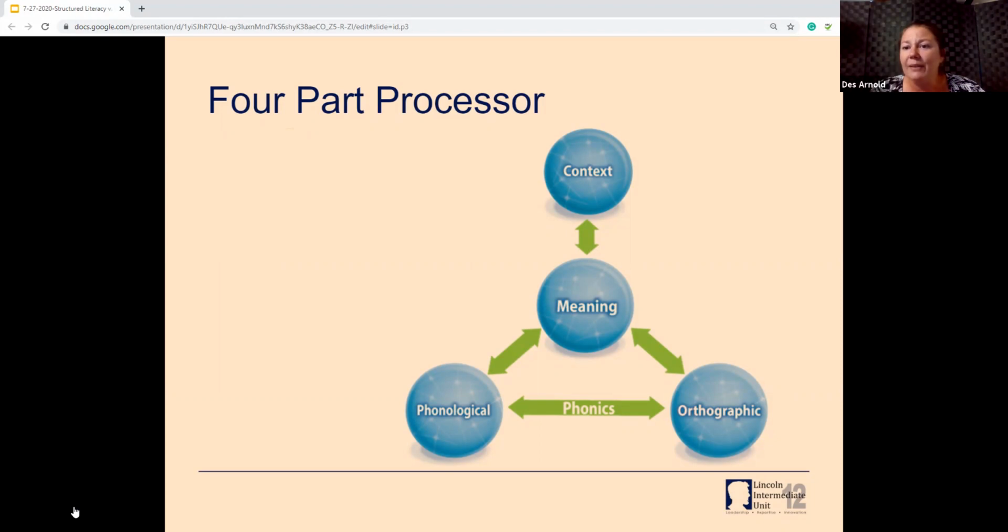You would never dare build a house starting with a roof. You want to create a nice solid foundation. You want to dig into the earth, and you build solid walls. You don't want to put sticks into sand. You want a nice solid foundation, and the 4-part processor really shows that as a model. You have to have a strong phonological and orthographic base put together with phonics, that ability to map it, in order to build good readers, because we can't understand what we can't read.